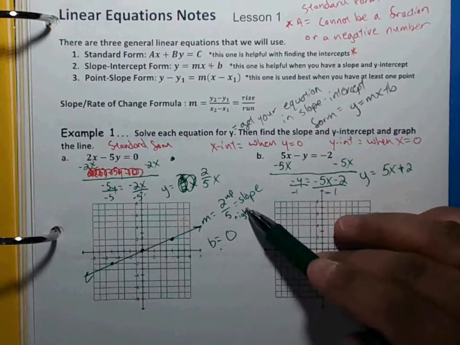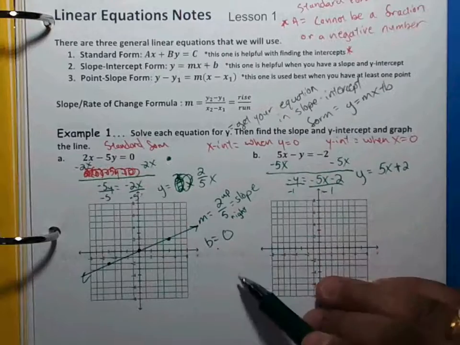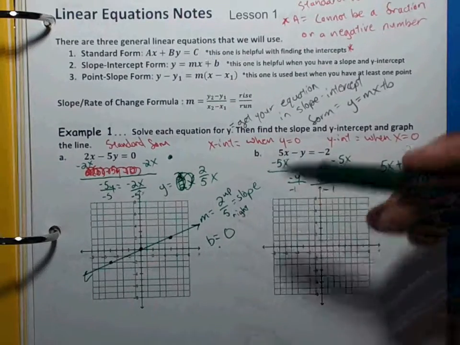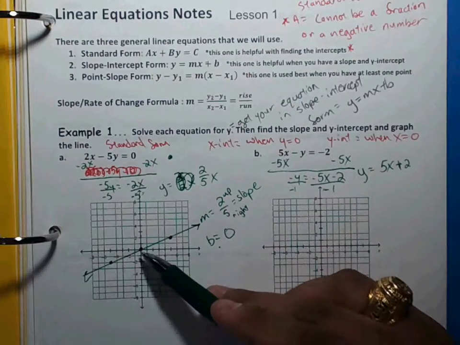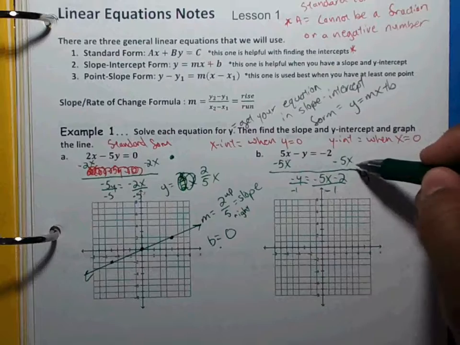2 over 5 was our slope, which told us to go up 2 and to the right 5 from our y-intercept. And in this case, because we don't have a y-intercept, it's assumed to be 0, and we start off at 0. Here, we did the same thing, so we moved 5x to the other side.